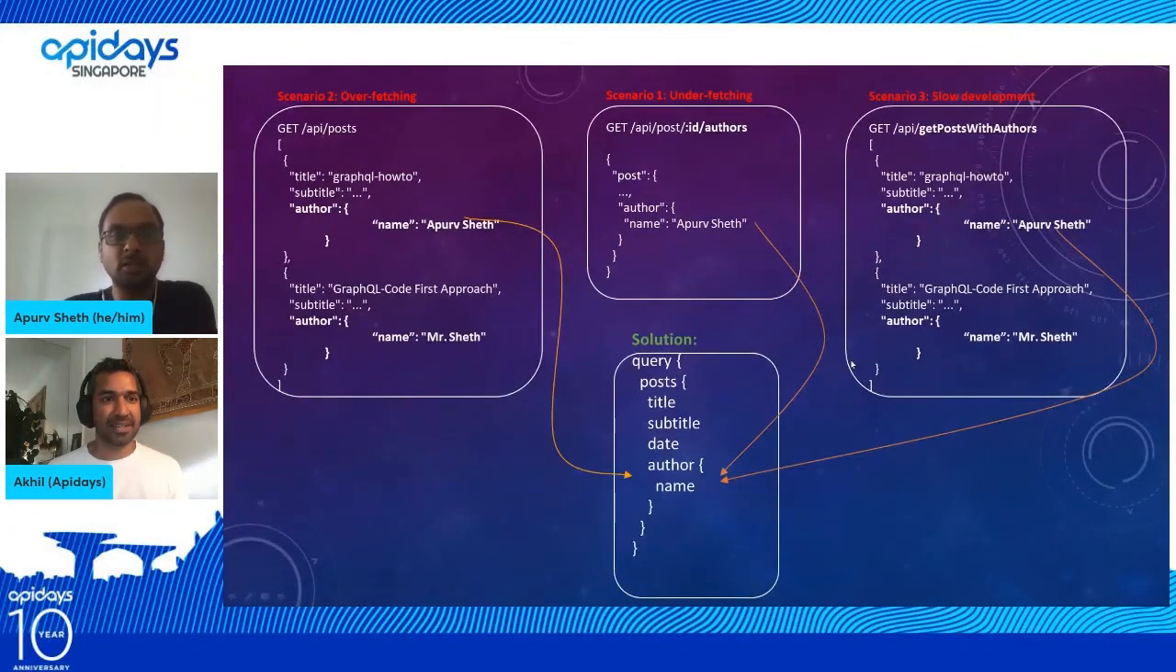So this is how GraphQL, with a single query, can mitigate all these scenarios.